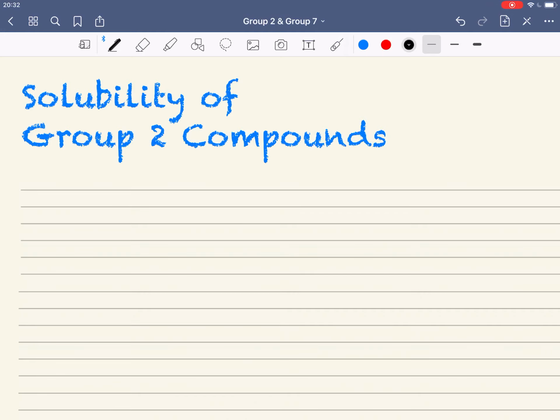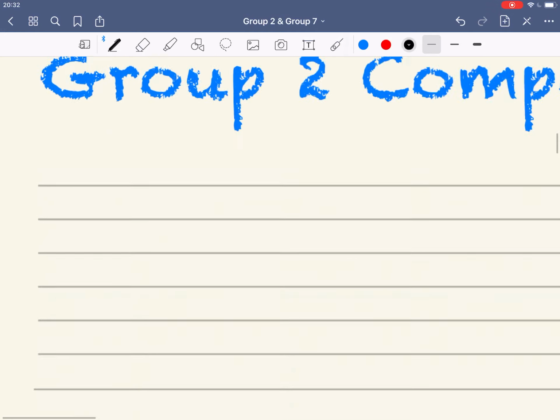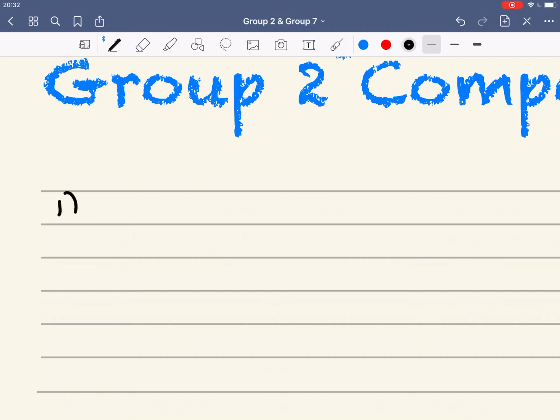Here we're going to look at the solubility of group 2 compounds. We're going to look at two types of group 2 compound, the first being group 2 hydroxides.